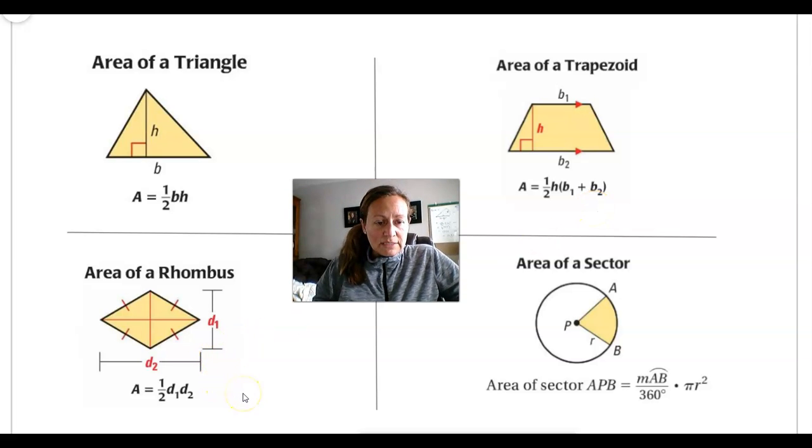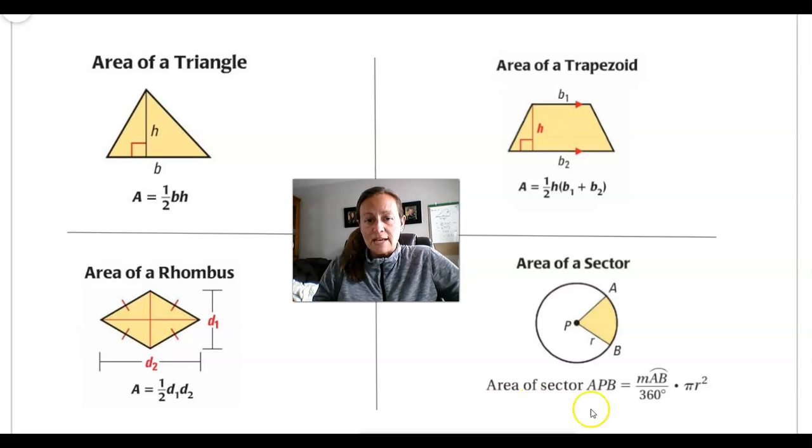Area of a rhombus. The easiest way to find the area of a rhombus is if you know the length of each diagonal. The diagonals go from vertex to opposite vertex. These two segments down the center of the figure are the diagonals, and then the area is just 1/2 the product of the diagonals, d1 times d2. So that's a pretty simple formula, but you have to know the length of each diagonal.